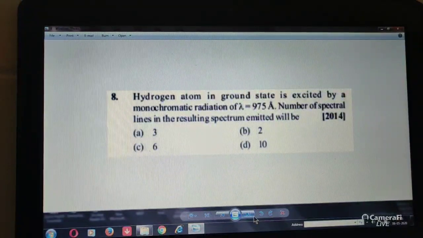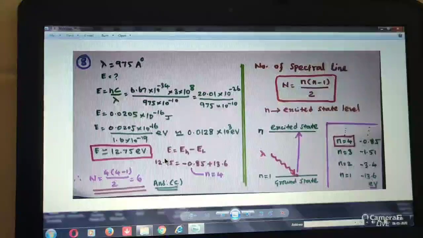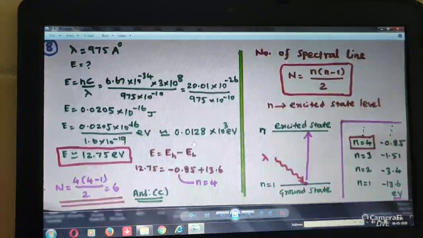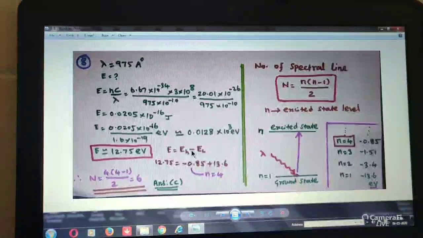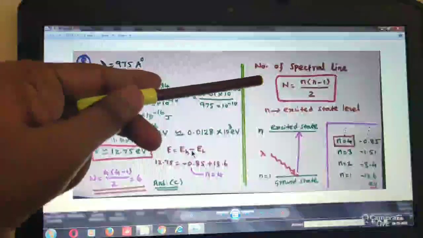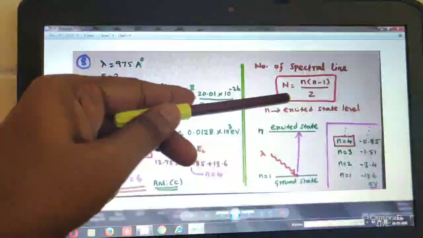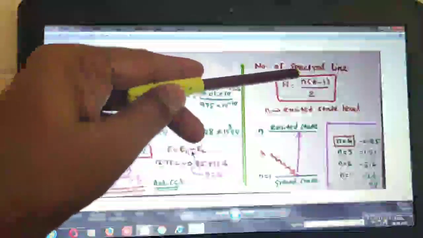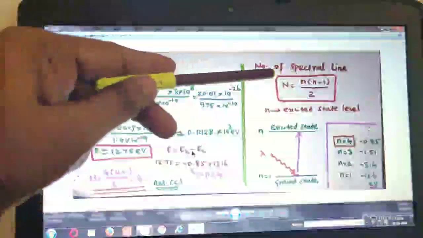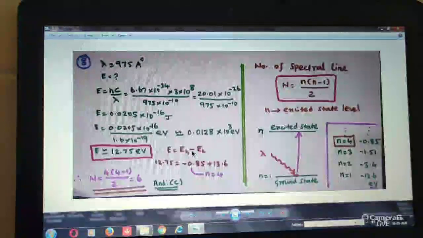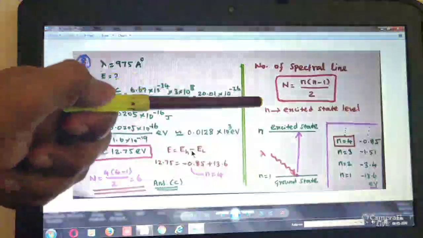Now I know you have some idea. Please listen. They are asking the number of spectral lines. The formula is capital N equals small n into n minus 1 divided by 2. Here capital N is the number of spectral lines, and small n is the excited state level, usually mentioned as n2.